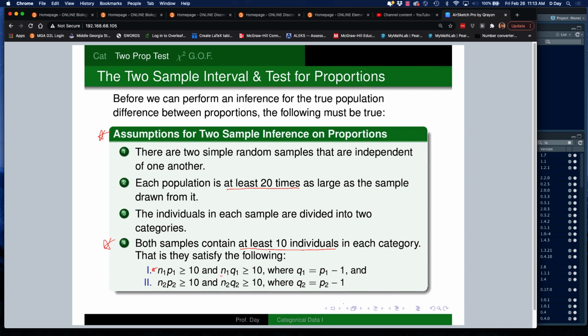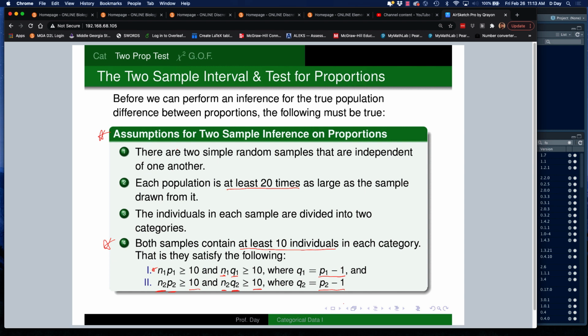And also, if you take N1 and multiply it times Q1, which remember Q1 is the 1 minus P1 value, it also has to be greater than or equal to 10. That's just for your first group. The same thing has to happen for your second group. So the sample size of your second group times its P2 proportion has to be greater than or equal to 10, and so does the sample size times Q2, which is 1 minus P2.